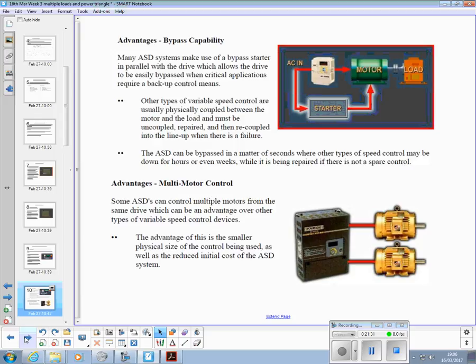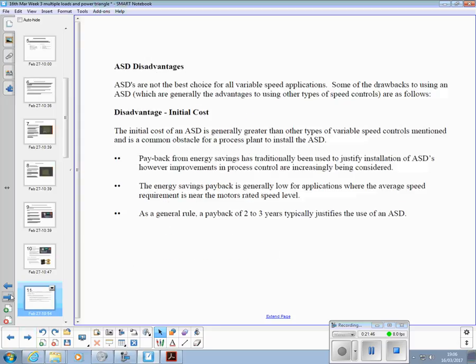I can imagine that's only a specialist application where you want two motors to run in tandem. Do they both run at the same speed or are they separately controlled? I don't know. Okay? Yeah. I don't claim to be an expert.